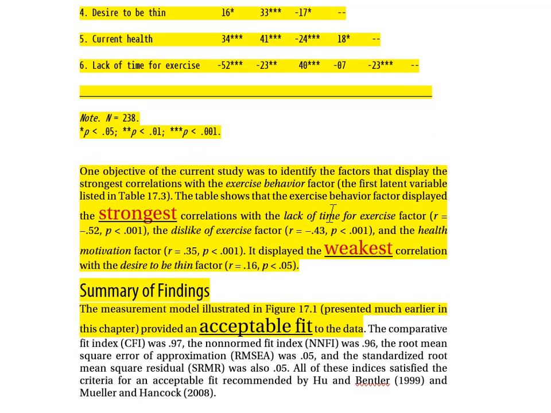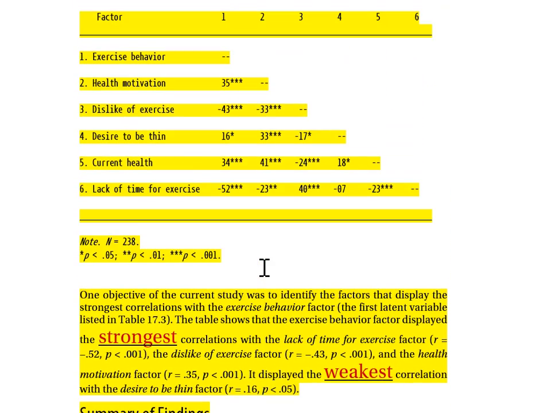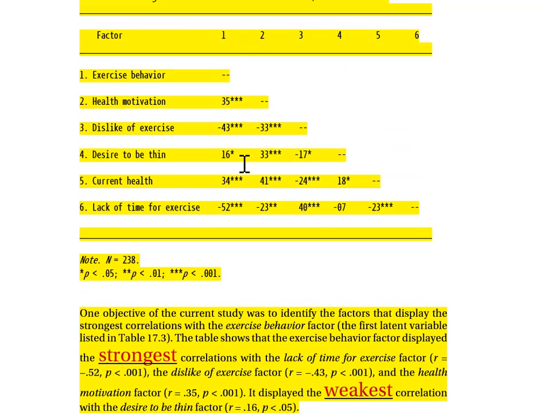It showed the strongest correlations with lack of time for exercise, negative 0.52, dislike of exercise, negative 0.43, and health motivation, positive 0.35. The exercise behavior factor displayed the weakest correlation with the desire to be thin factor. The correlation was just 0.16. Is that true? Yes. The correlation between exercise behavior and desire to be thin was just 0.16.